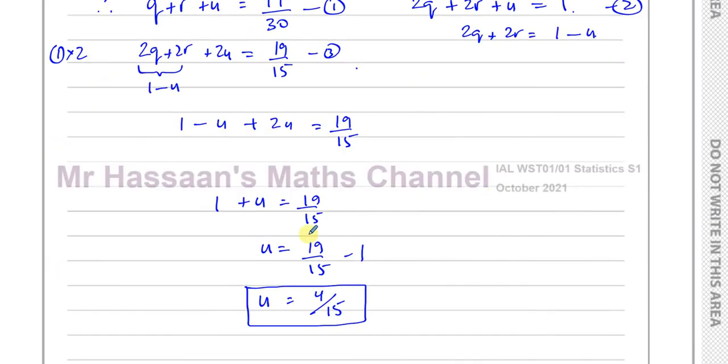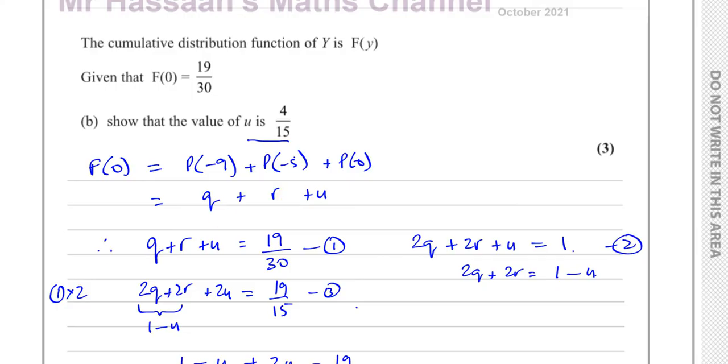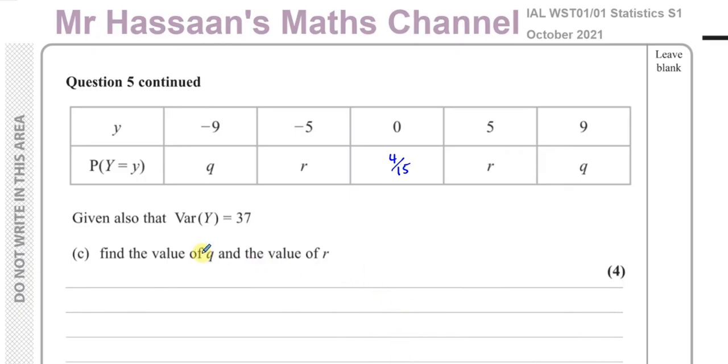Okay, so we know U is 4 over 15, and let's go to part C now. And now for part C, it says, given also that the variance of Y is 37, find the value of Q and the value of R. So we know the variance of Y is 37. We're going to find Q and R from that. We already know the value of this letter, which was U, 4 over 15.